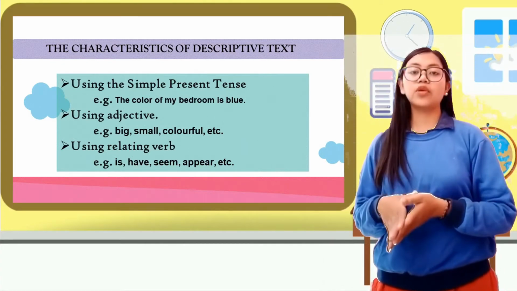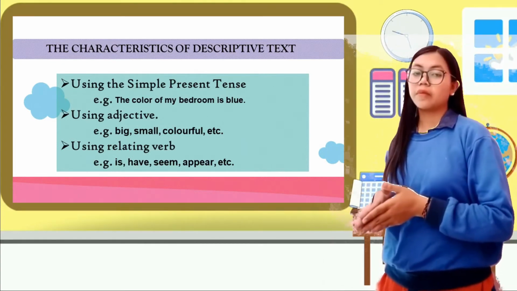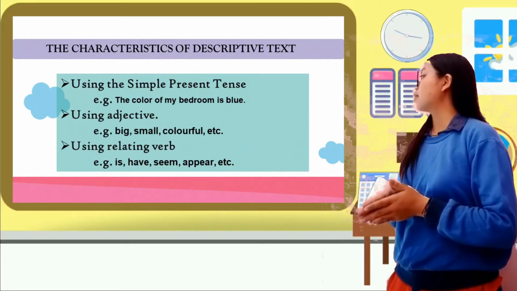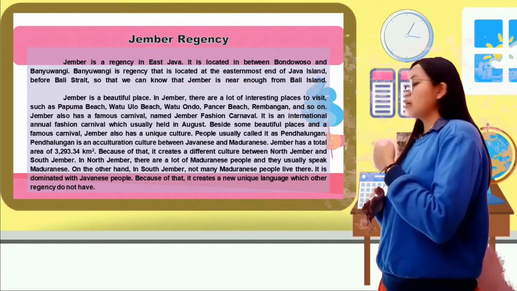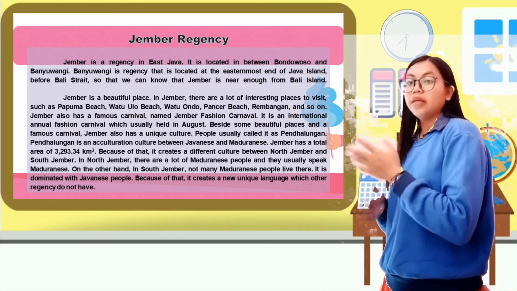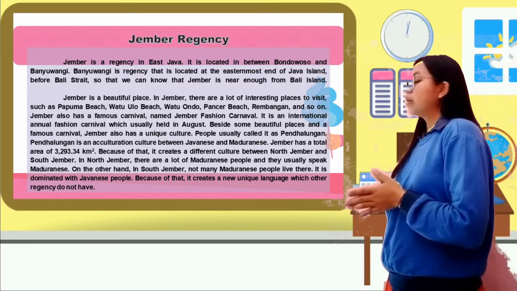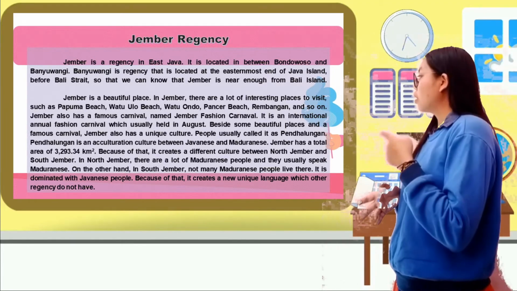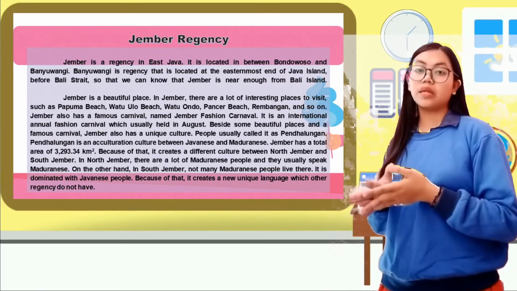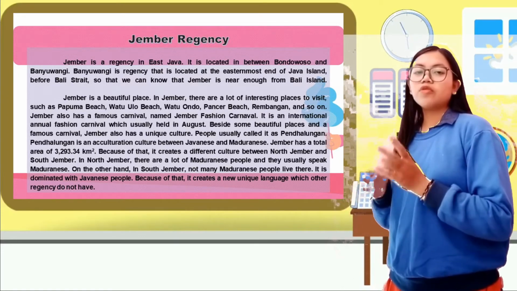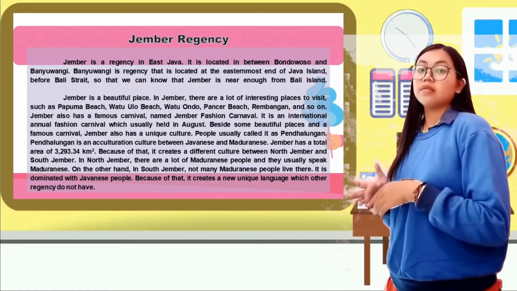Alright, to make you understand more about descriptive text, I'll give you an example of descriptive text. This text describes a place entitled Jember Regency. You can read the example, and after you read the example, we move to discuss and analyze this text.